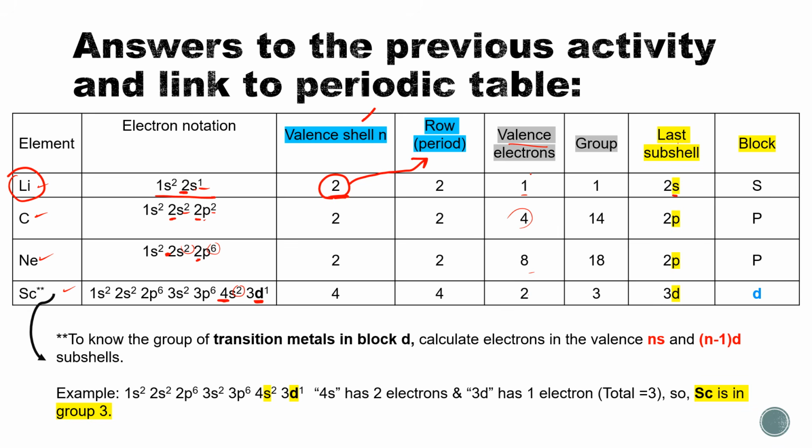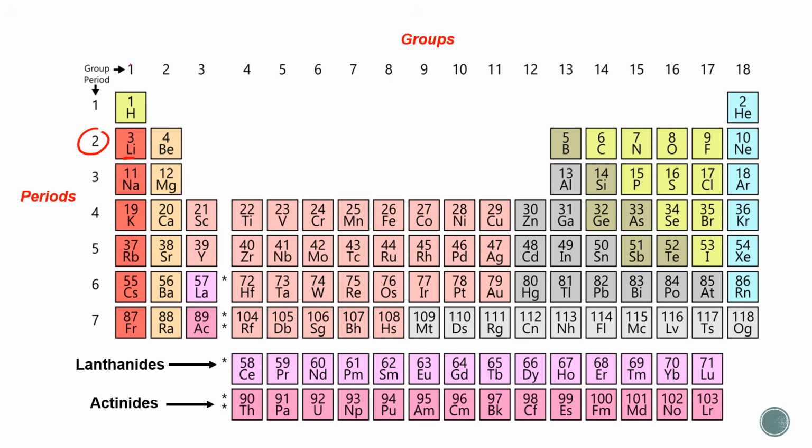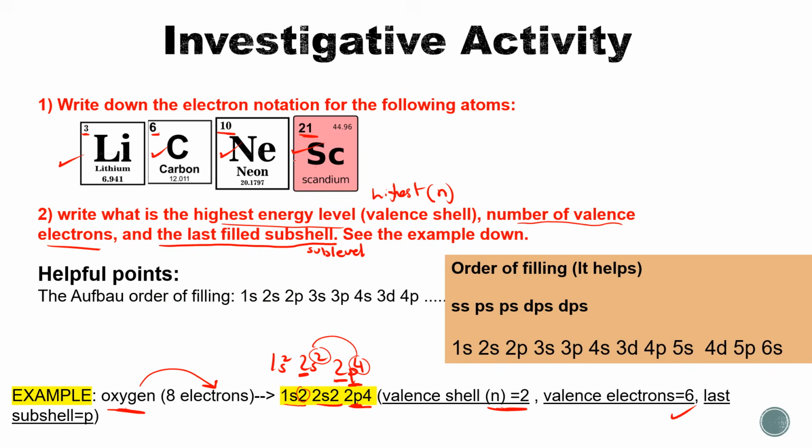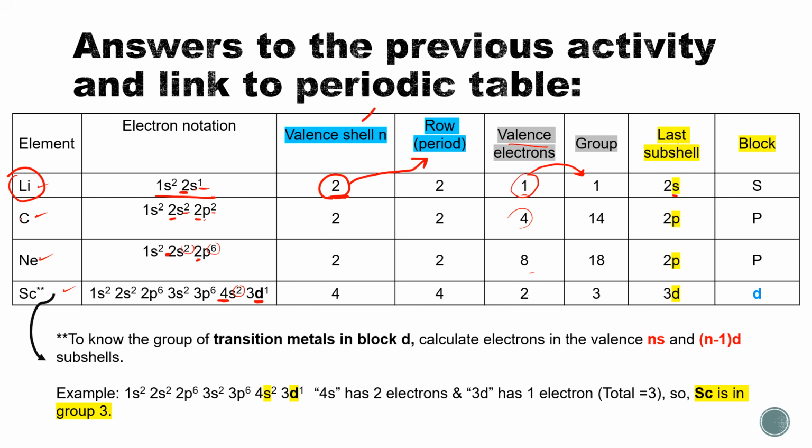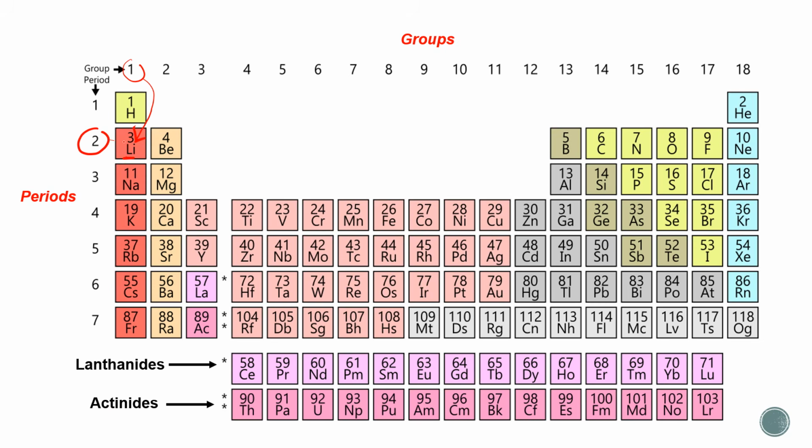How many valence electrons are in lithium? 1. So automatically lithium will be in group 1. Look at lithium, it's in group 1. Alright? Same thing here for carbon. Carbon's valence shell is 2, so carbon is in row 2. Let's look at period. So carbon is in period 2, guys, right?